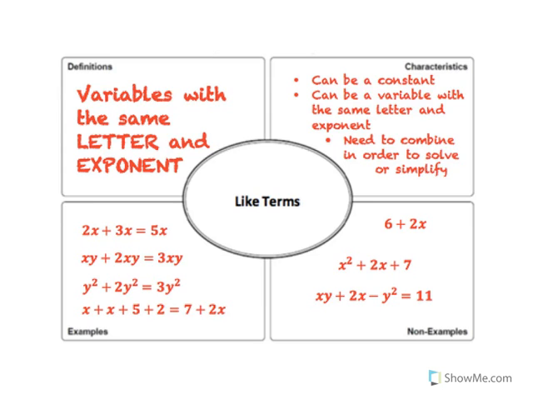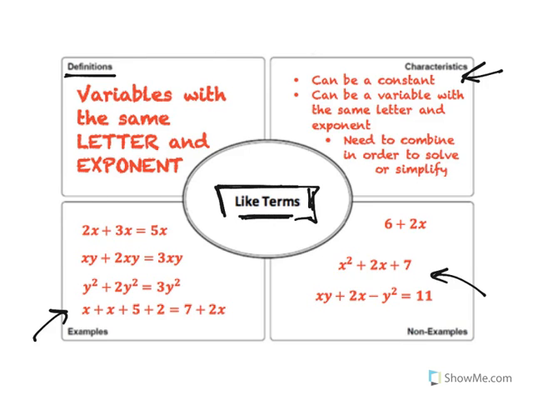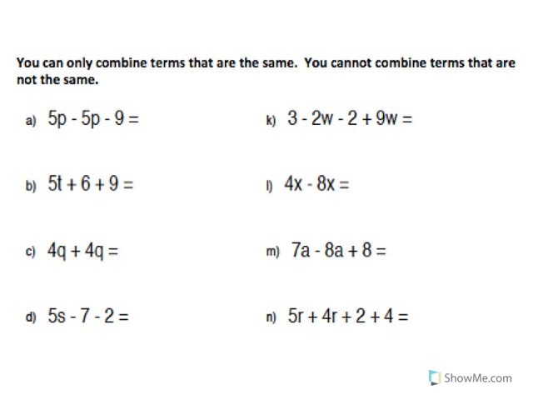So everyone should have these notes in their notebook. This is the model where we have like terms in the middle. We have the definition of a like term up here, characteristics, examples, and non-examples, okay? So if you don't have these notes, copy it from here and make sure you have them. You need to know what like terms are in order to solve equations. So remember that like terms are variables with the same letter and the same exponents.